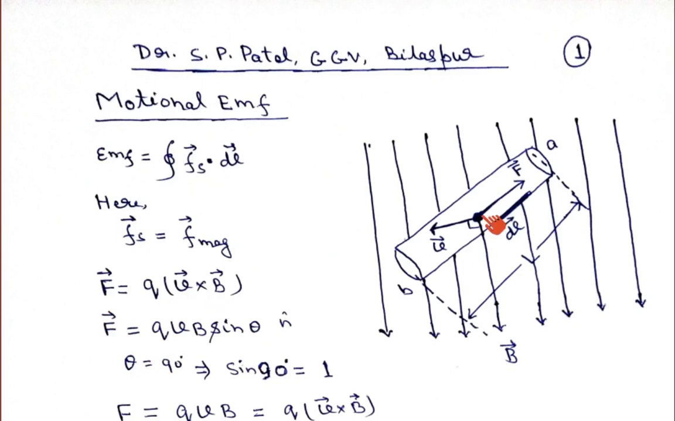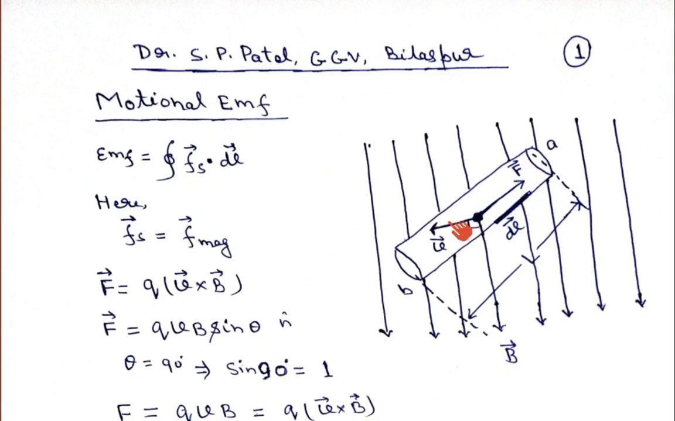If you see here in this diagram, the wire is moving in this direction and the magnetic field is in this direction. That means the velocity of the charged particle, the velocity of the wire, and the magnetic field are perpendicular. It means that the force will always be perpendicular to V cross B. That means the force will be along this direction.